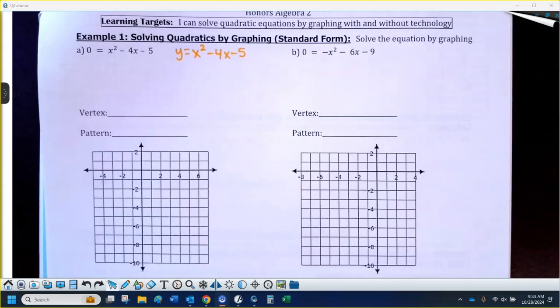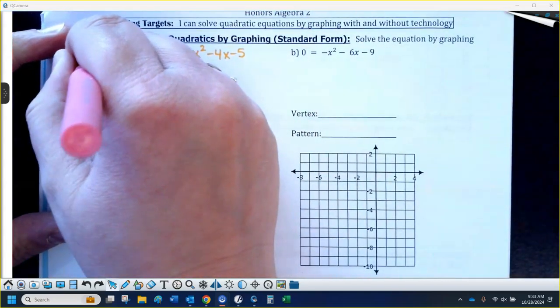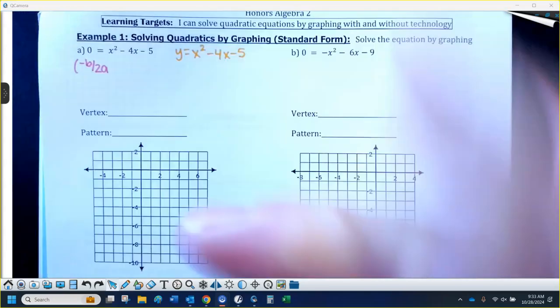So the very first question here, this is in standard form, so ax squared plus bx plus c. You can't just look at that and see the vertex. Does anybody remember how to find the vertex from standard form? There's like a teeny tiny little formula. Ethan, you remember? Yes. Okay.